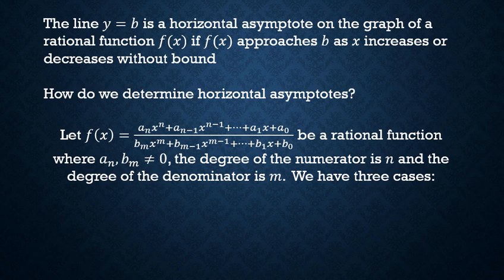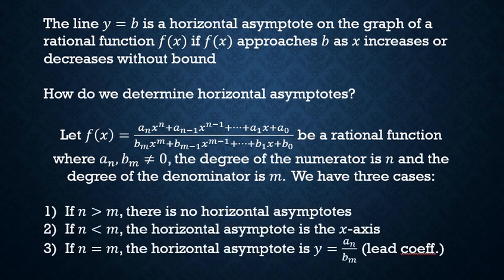Again, the leading coefficients on the terms with highest power in the top and bottom are not 0, and we're assuming that the degree of the numerator is n and the degree of the denominator is m. We have three cases here, and it's all based on, is n greater than m, less than m, or are they the same? First case, if n is greater than m, so if the highest power of x on top is greater than the highest power of x on the bottom, then there is no horizontal asymptote.